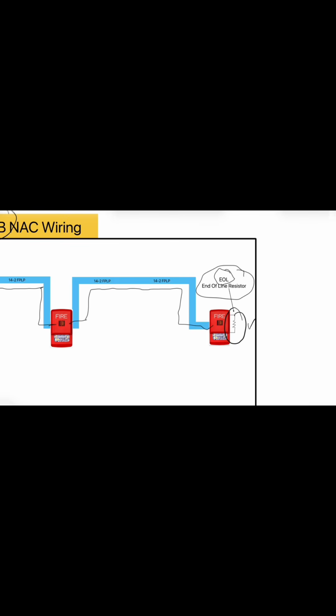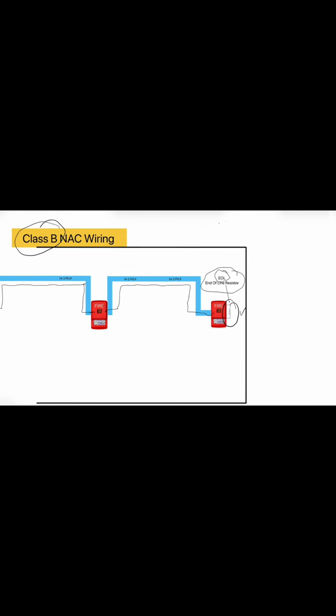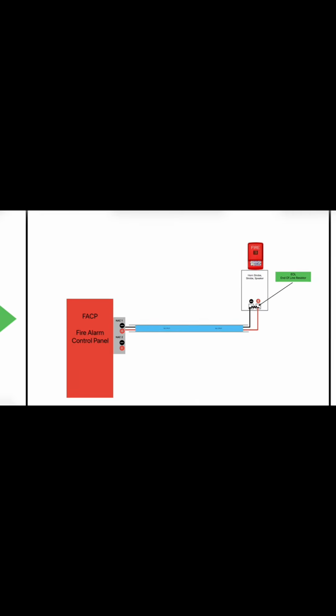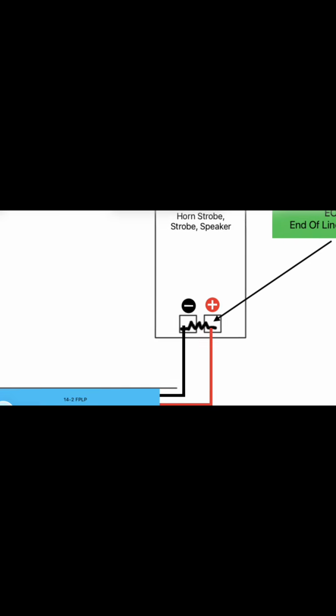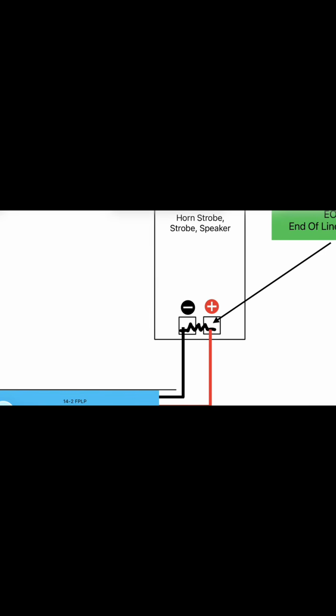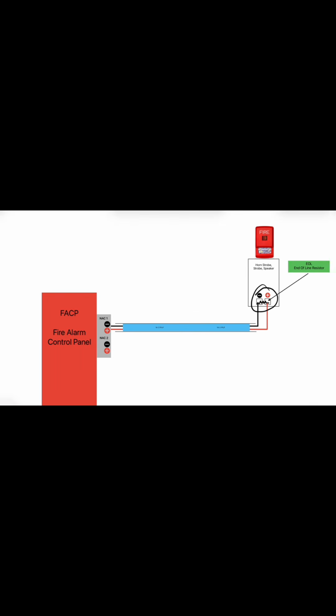To see how that resistor gets landed, let's take a look at this fire panel with one NAC device on its Class B circuit. Here we see how that resistor gets landed. With the NAC wire, the resistor goes across the positive and negative terminals of the NAC device. Even if there's more than one device on the circuit, the last device is terminated like this with a resistor.